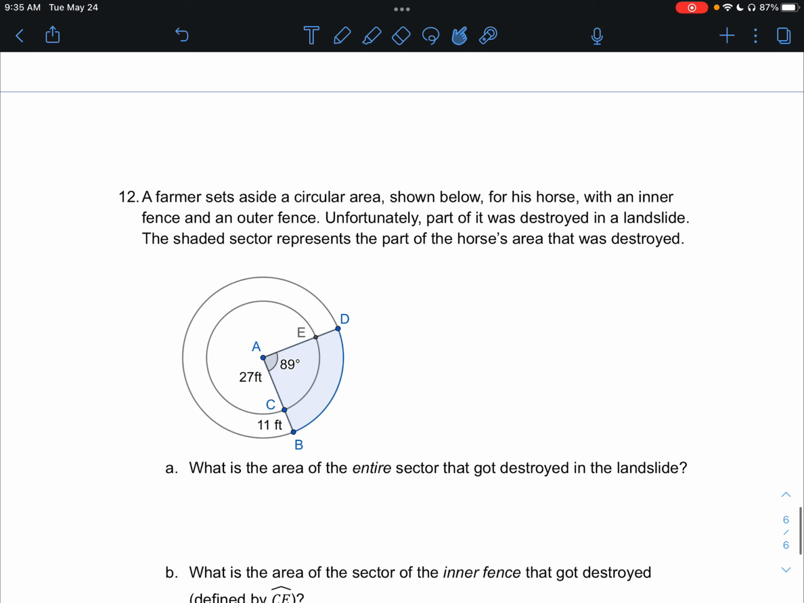And finally, we have number 12. I kind of hate number 12, but whatever. It's on the test, not my choice, it's the county.